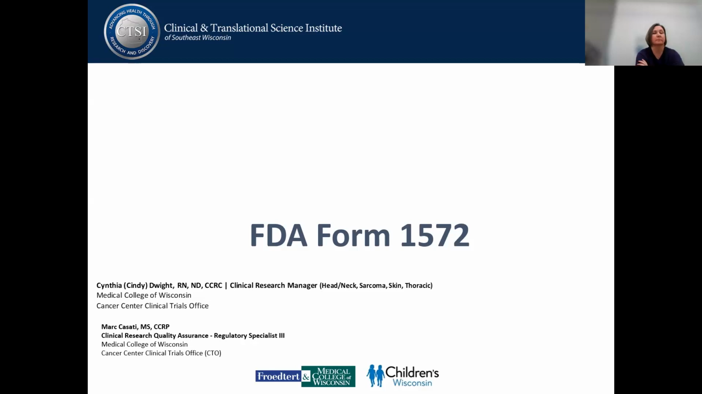And today we are going to discuss the 1572 form. We have two experts with a lot of experience here today to discuss it with us. We want this to be not didactic, in the sense that we want nice free flowing questions and comments, and not only questions, but we'd also like to hear your experiences. That's always valuable, and I think it brings a lot to the table. So please join me in welcoming Cynthia Dwight and Mark Casati, both from the Cancer Center CTO, and please take it over. All right, thank you.